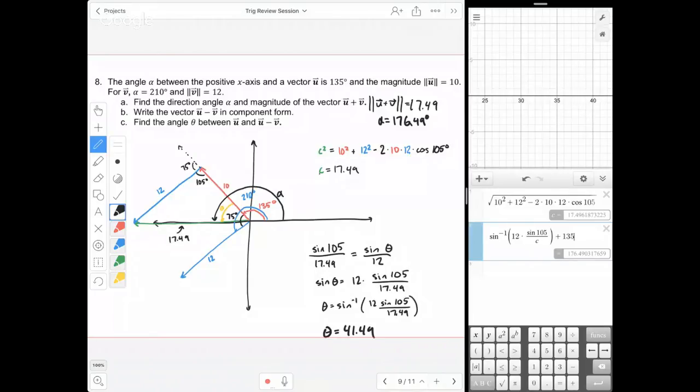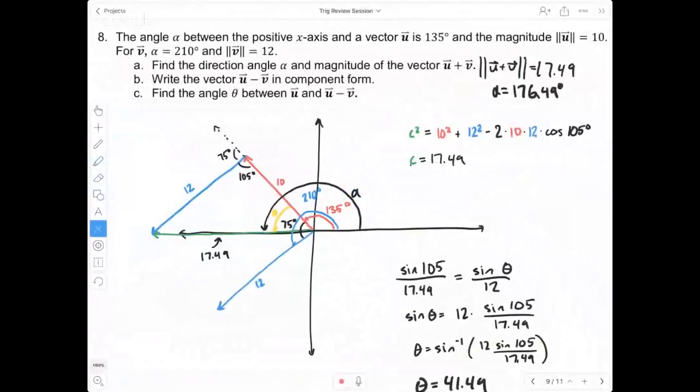Now I'd like to write a new vector, u minus v, in component form. Working in component form is another way to approach these problems, which is why I gave you the two parts. One, we can find the angle alpha and magnitude using the law of cosines. Also, we can subtract and add vectors by writing them in component form and then adding or subtracting the components. So I'm going to go ahead and ditch all this.